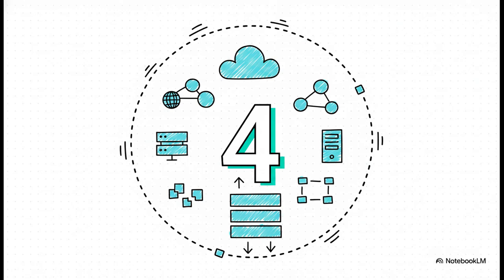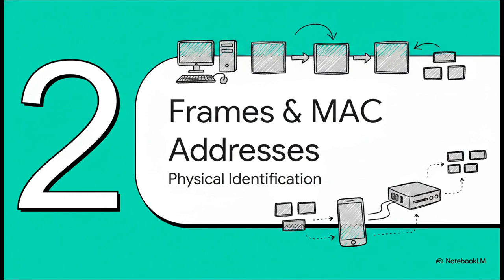Now, I want you to literally burn the number 4 into your brain. In the TCP/IP model, there are exactly 4 layers: application, transport, internet, and our focus today, the network access layer. It's layer number 1, sitting at the very base of the stack. So if a test question asks how many layers make up the TCP/IP model, your answer is 4. Simple as that. Moving right along to Section 2, frames and MAC addresses.